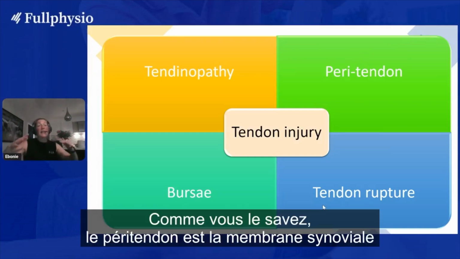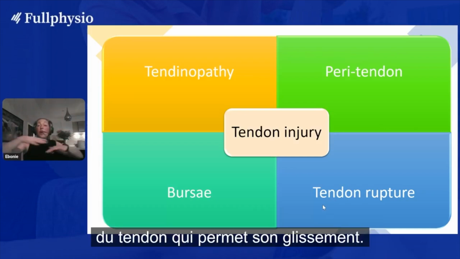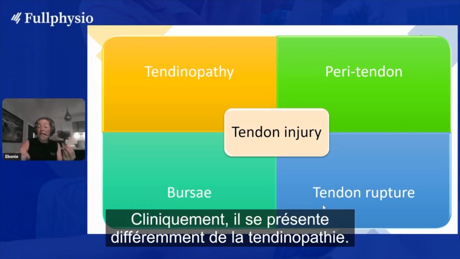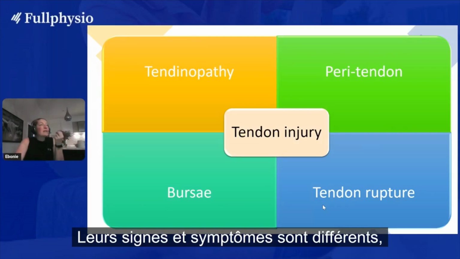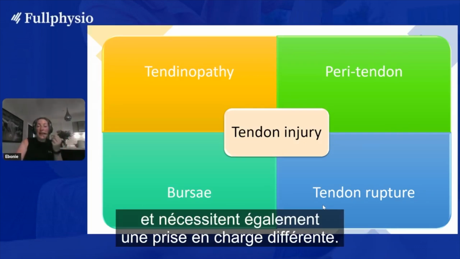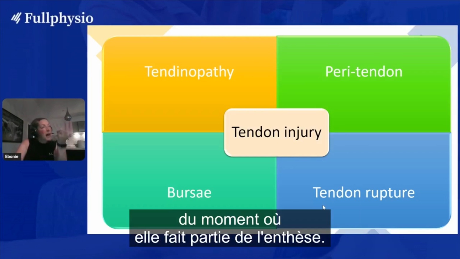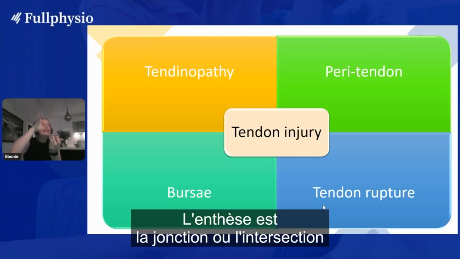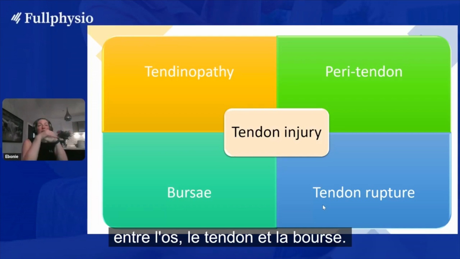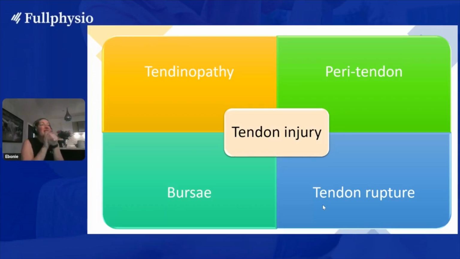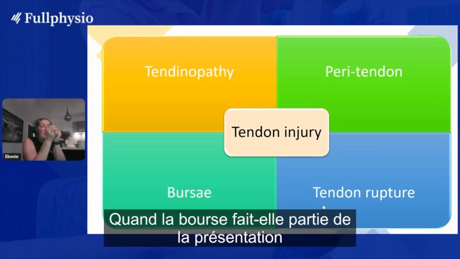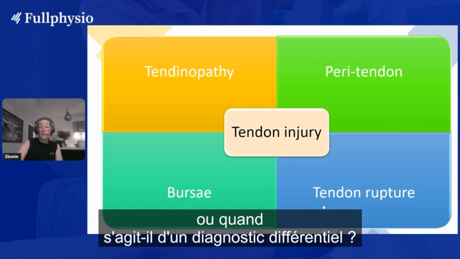Because it's quite different from our other types of tendon injury. So our peritendon, you'll remember, is the sliding and gliding synovial layers over the tendon. Clinically, they have a very different presentation to tendinopathy, with different signs and symptoms, but equally they need a different management plan. Tendon rupture we'll briefly touch on, and then bursa we'll talk about when is bursa part of the enthesis. The enthesis is the bone tendon bursal junction or intersection. So when is the bursa part of the presentation, or when is it a differential diagnosis?